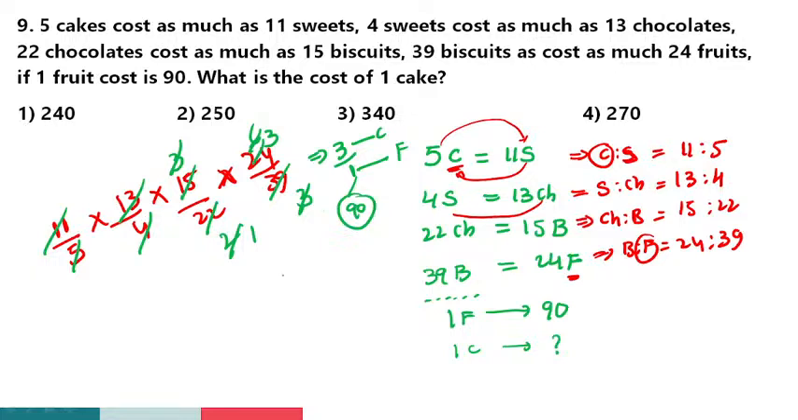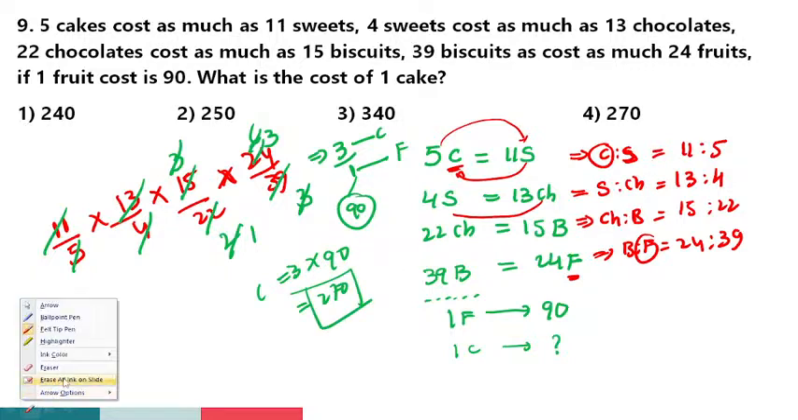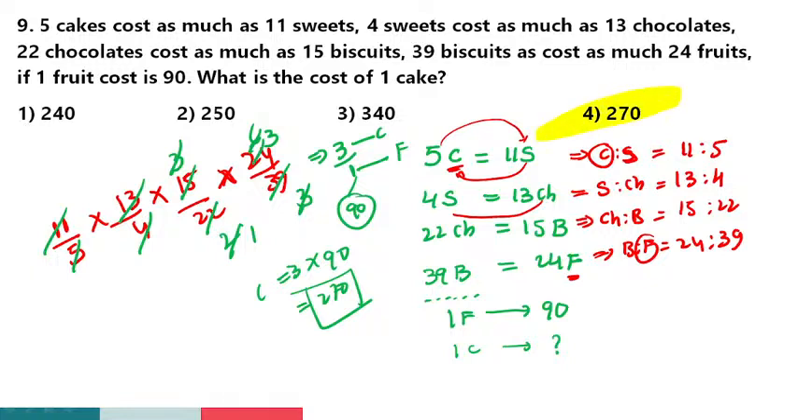1 fruit cost is how much? 90 rupees. And cake is how many parts, guys, here? 3 parts. So 3 into 90 is equal to 270 rupees, guys, here. Okay, 270 rupees. So which option is the right answer? Option 4 is the right answer, guys, here. Clear and all of you? Yes, very good. Somebody is saying Teja, 270 is the right answer.